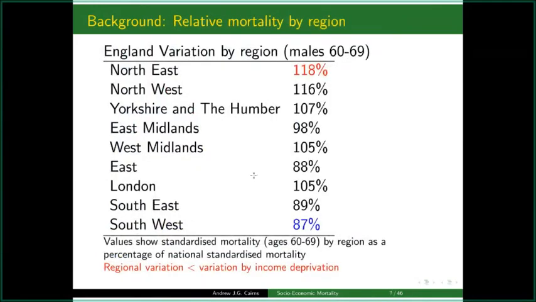And if we look at these 9 regions and look at mortality rates, here it's for the age group 60 to 69 for males, and the percentages that we have for the 9 regions are what we observe in terms of mortality in a particular region relative to the national mortality rate. So we see here that there is quite a lot of variation between the regions. So the northeast is 118% versus 87% for the southwest of England. So there is quite a lot of variation here, but I would reiterate that the regional variation that we've seen in this table is much less than the amount of variation that we see by income deprivation.